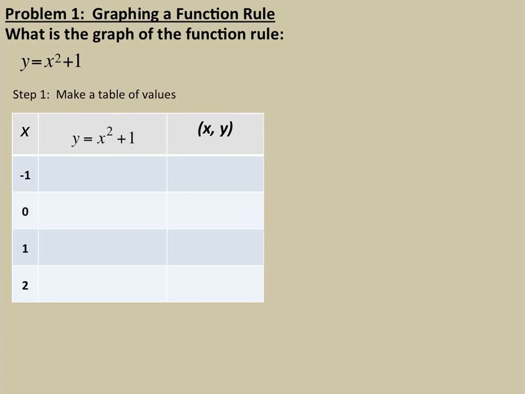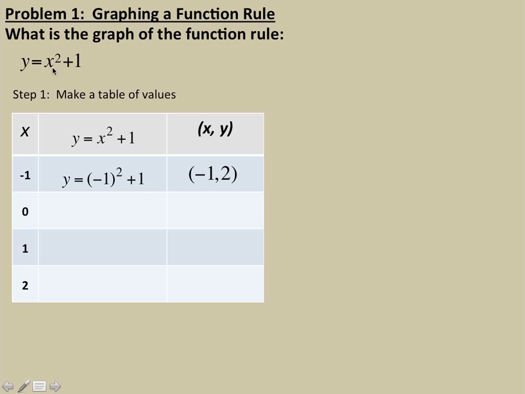You can pick any numbers you want. These are just the numbers that I picked. So you can pick any number you want for x. So if I pick negative 1 and I plug it in, I have negative 1 squared plus 1. Well, negative 1 squared is negative 1 times negative 1, which would be 1, plus 1 would make 2. So my point would be negative 1, comma, 2.